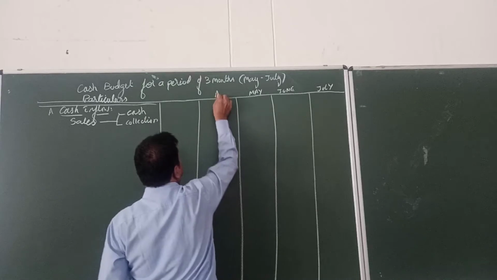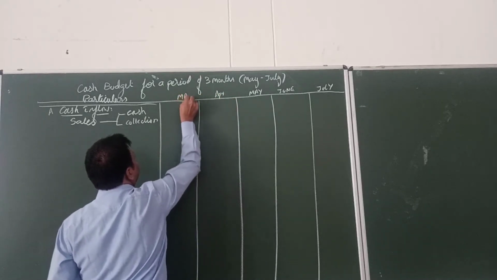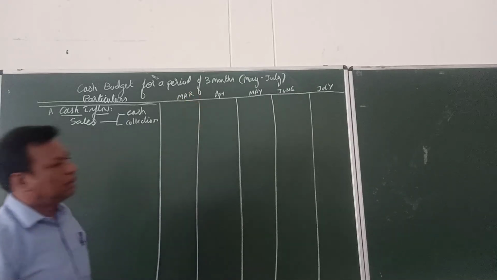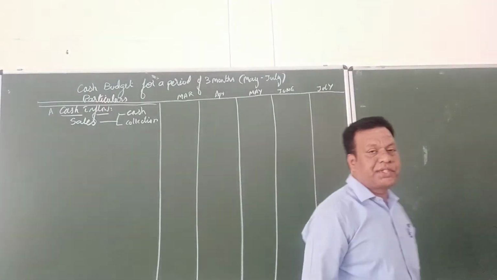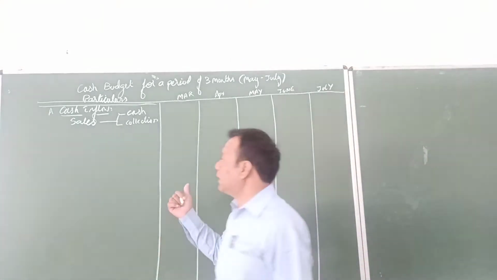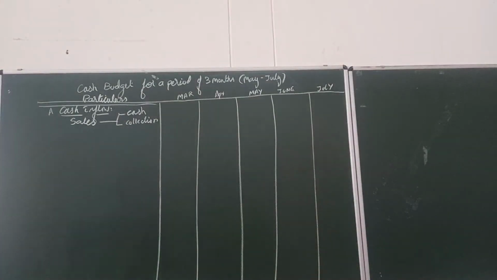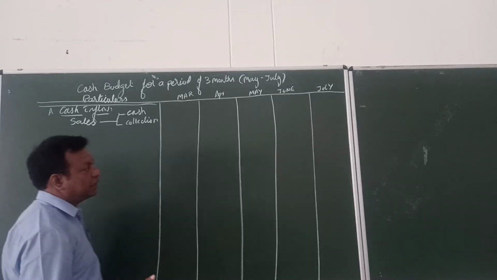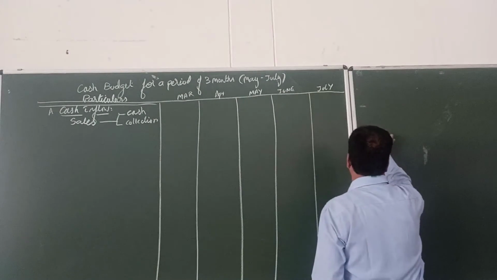Here we'll take April also, and then March. From when have they given data? January. Okay, let it be. So we calculate side by side. See here, what did they say with regard to cash sales? 60% of sales are cash sales, correct? First we do the cash sales. What is sales in the month of March? 90,000. So 60% of 90,000 is cash sales.